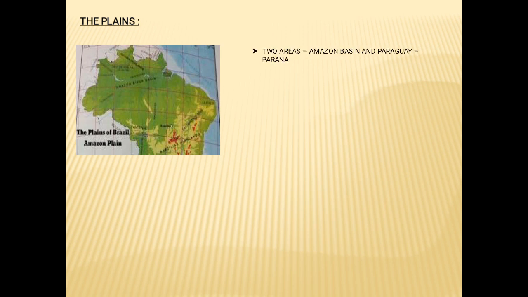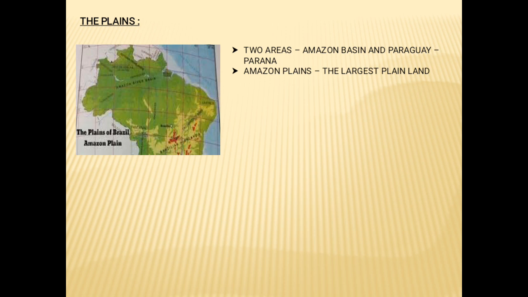Let's study about the plains. The plains in Brazil are confined to two areas, namely the Amazon basin in the north and the Paraguay-Paraná source region in the southwest. The Amazon plains, lying between the two highlands, form the largest plainland of Brazil. The Amazon plains lying in the north generally slope eastward.